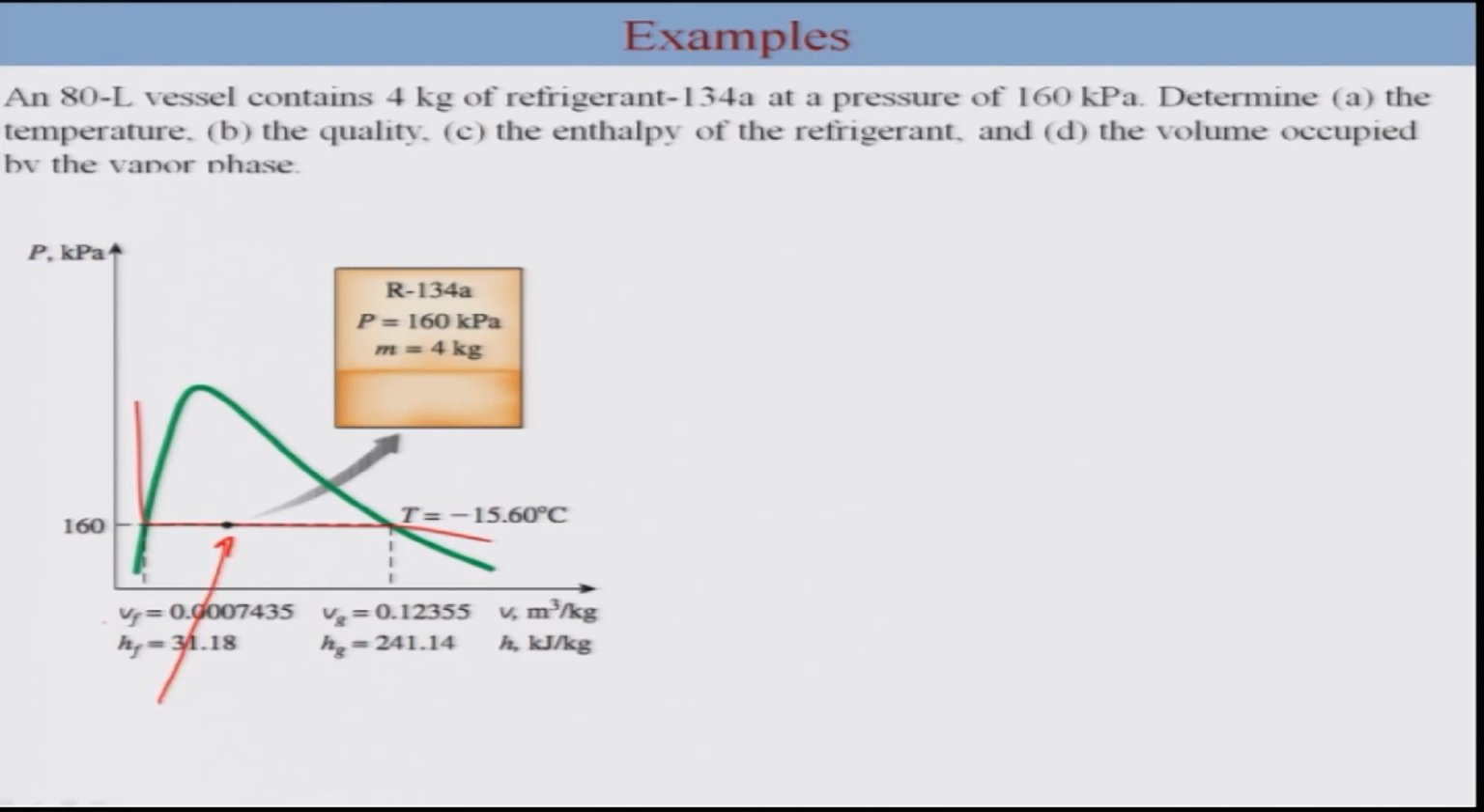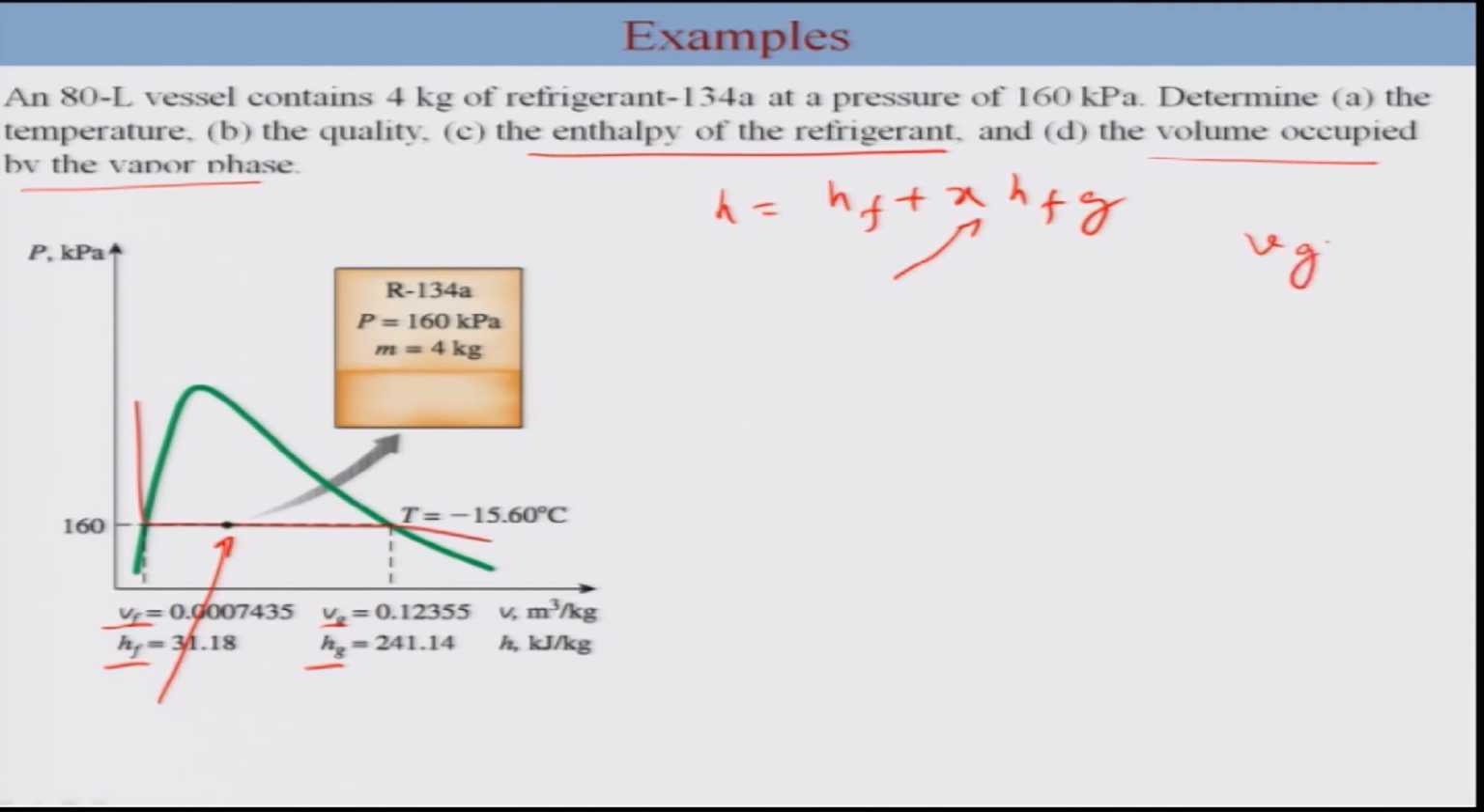So you can find these values from the table, and then you can calculate the enthalpy of the refrigerant. Enthalpy of the refrigerant would be H equals Hf plus x Hfg, which essentially means you need to find out what x is. Similarly, the second part is the volume occupied by the vapor phase. You need to find the volume of your vapor, which is given to you, but then you need to multiply by the mass of your vapor. This you can find out again from the quality. So the first thing is to find out the quality.